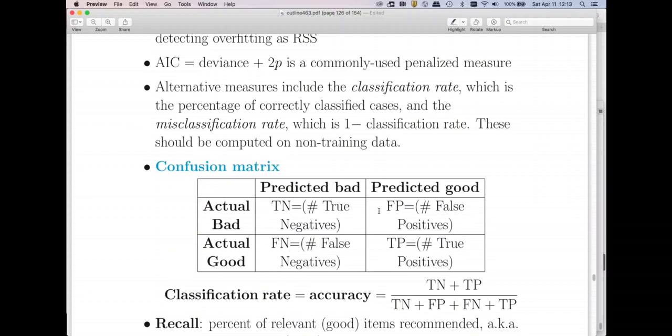Now there's 2 other possibilities. The false positives equal the count of actually bad cases that were predicted good. So this false positive language comes from medicine, where you actually don't have the disease, which I guess is not a bad thing, it's a good thing, but the test says you do, so the test is like your classifier, predicts that you have the disease, and that would be a false positive reading from the test.